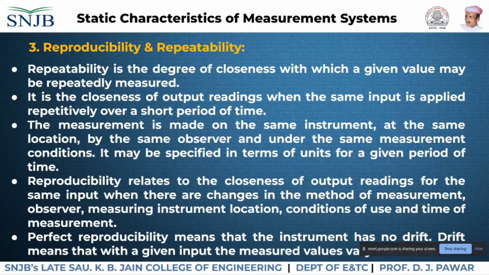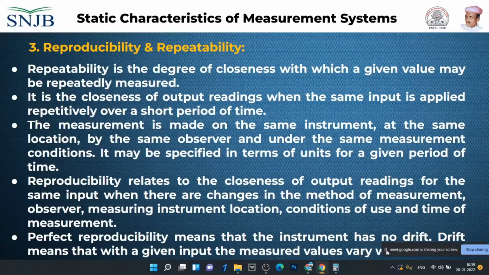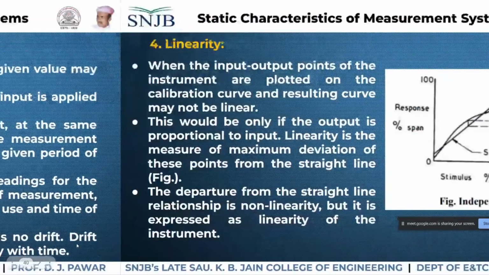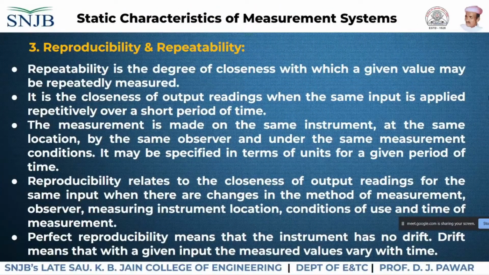In the first method, the average value given by the instrument was 37.6 degrees Celsius, whereas the true value was 30 degrees Celsius. In the second method, the observer was changed, the carrying instrument was changed, the vessel was changed. Still, it was giving 37.5 degrees Celsius. So it was close to the one produced by the first method. Right? This is called as reproducibility. Perfect reproducibility means that the instrument has no drift. Drift means that with a given input, the measured values vary with time. ओके, हा जो चेंज असतो त्याला म्हणतात ड्रिफ्ट. ड्रिफ्ट पण इथे कव्हर झाला त्यामुळे.